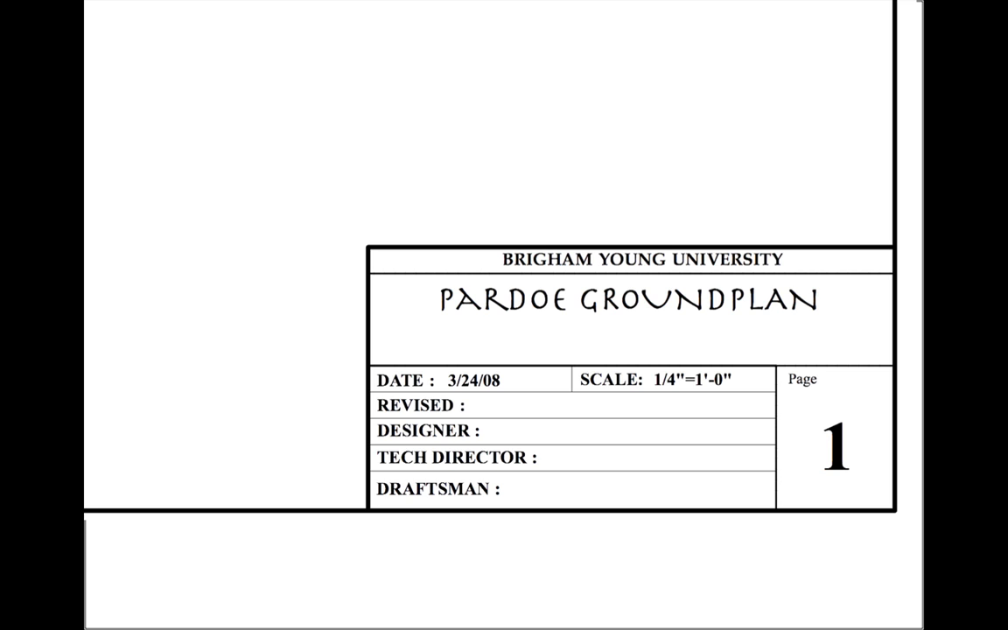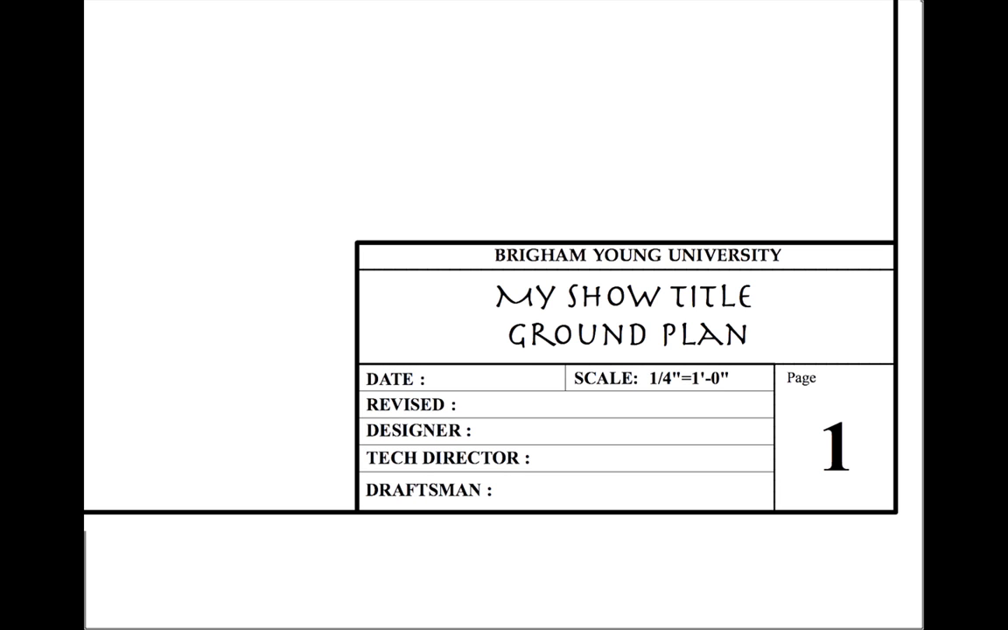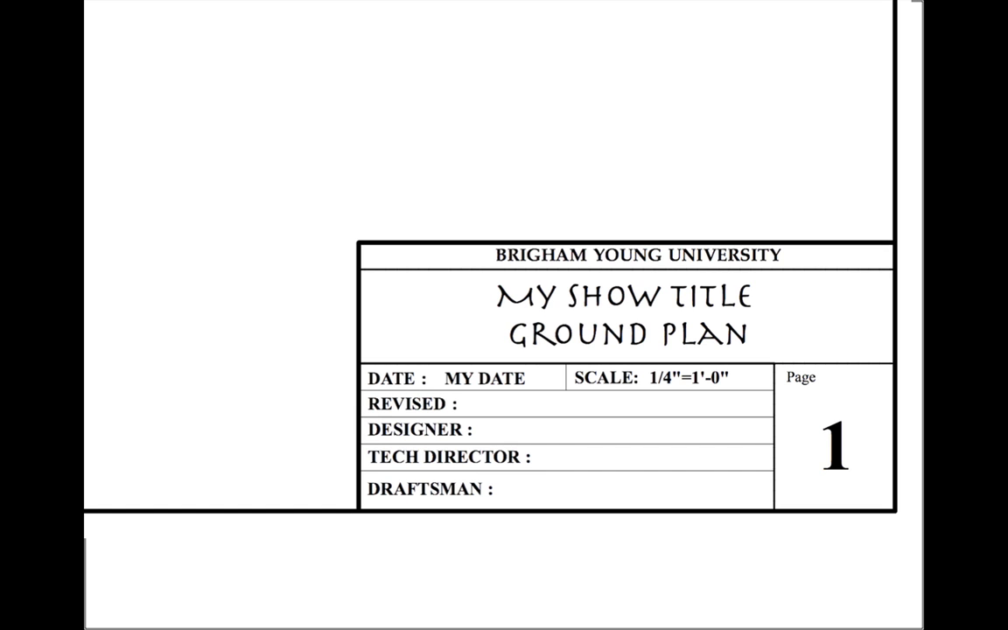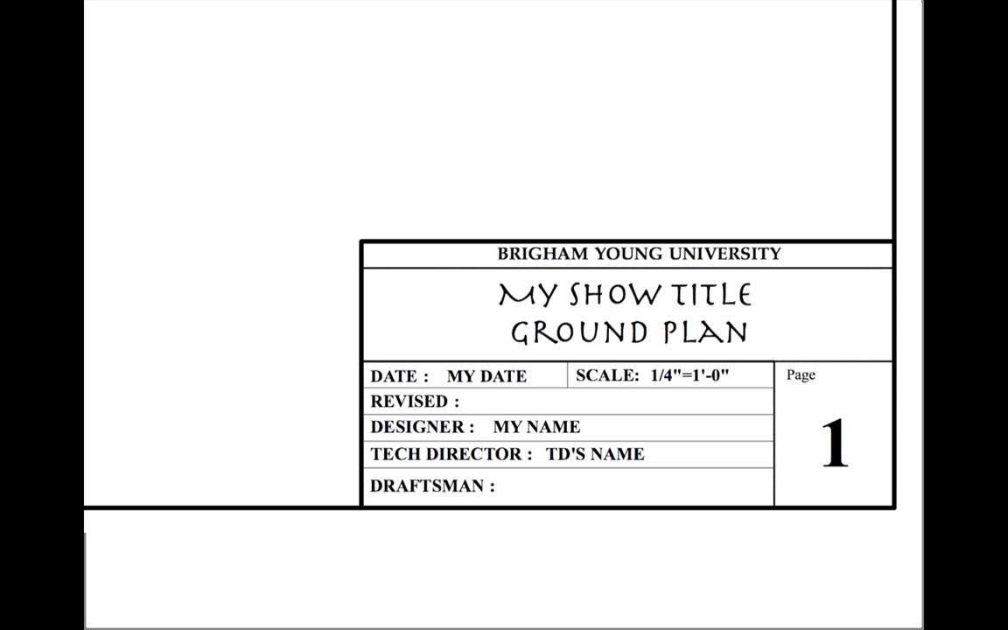the right-hand corner of a ground plan. Here is where we'll establish the main information or the key information for everyone to understand the plan. First, we'll add our show title and let them know this is the ground plan for our production. We'll then add the date we created this ground plan. We'll add our name as the designer. We'll add the TD's name so we know who the technical director is for this production.